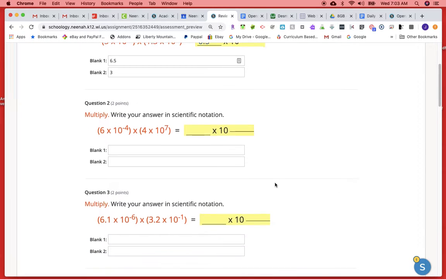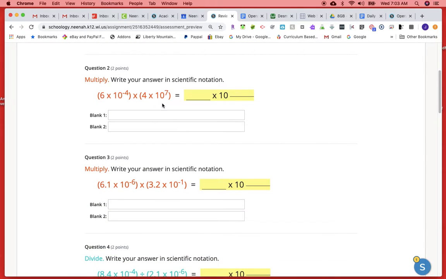All right, let's move on down to number 2. Write your answer in scientific notation. Why don't you pause the video, try this one on your own, and then we'll go over it shortly.